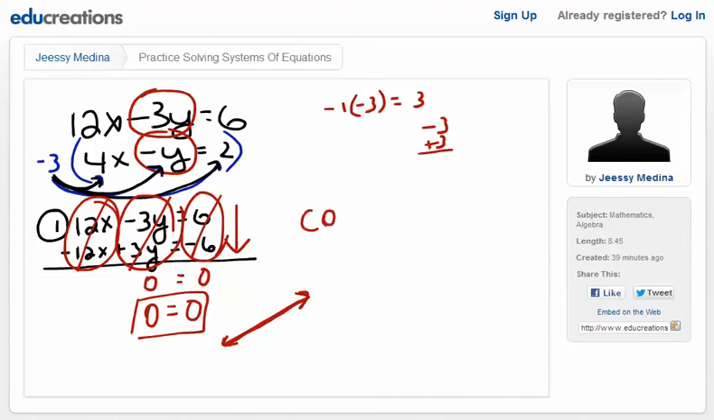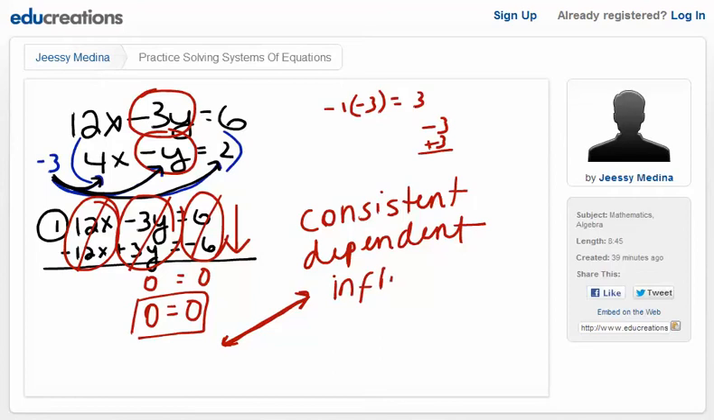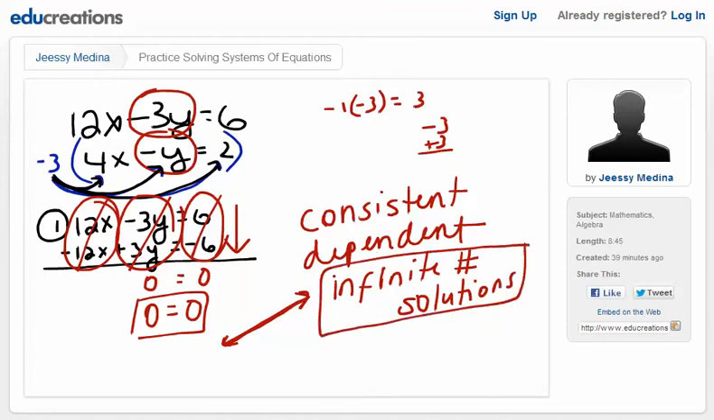Alright, so this case is consistent, but it's dependent because they overlap. And that means you have an infinite number of solutions. That means any x value will do. It is not limited. Right? Any x value will do because they all sit on the same line. They touch everywhere, basically. So there's an infinite number of solutions. And that would be this case.